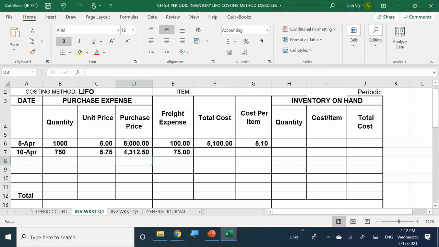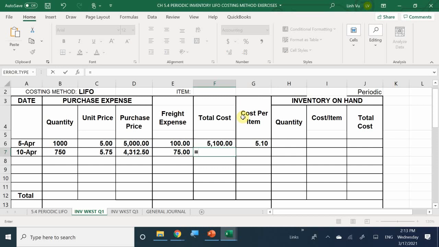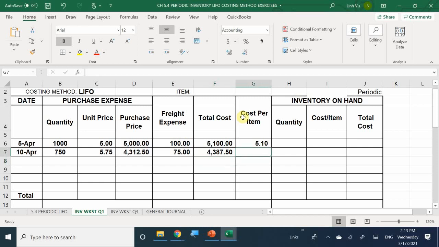Okay, so there we are. So tell me, how do you calculate the total cost? Total cost is the purchase price plus the freight. Good. All right, which should give you $4,387.50. Right. So then, how do you calculate the cost per item?